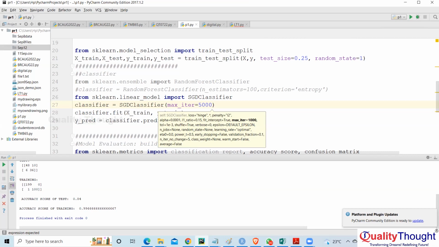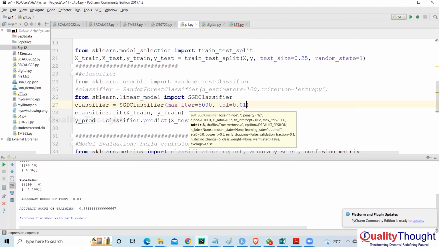And then you have tol, the tolerance limit. I'll define the tolerance limit as 0.01 or something.